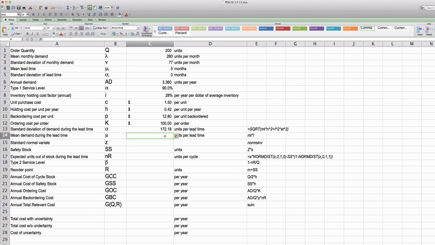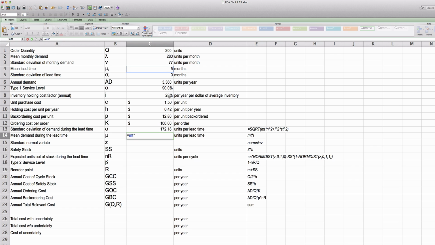In this case, everything is measured on a monthly basis. Again, we would get that exact same value if we were to convert all of the information on demand and lead times into an annual level. Either way, the standard deviation of demand during lead time is unit-free, and in this case, it is 172.18. Now, the mean demand during lead time is actually easier to calculate. It is simply average demand times average lead time.